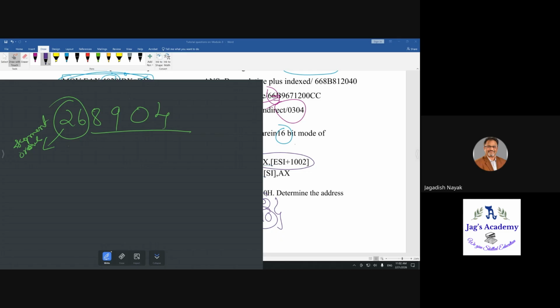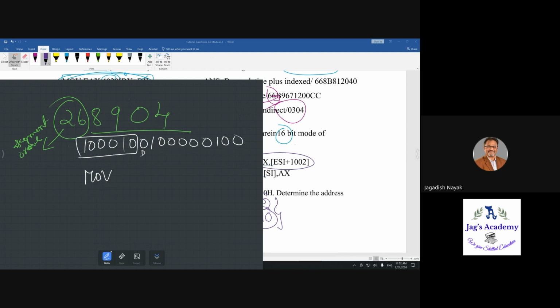8 means 1 0 0 0 1 0 0 1 0 0 0 0 0 1 0 0. Okay. Now, what is the opcode? Opcode is definitely going to be MOV. And then D bit is 0. What is the meaning of D bit 0? Data coming from the register.